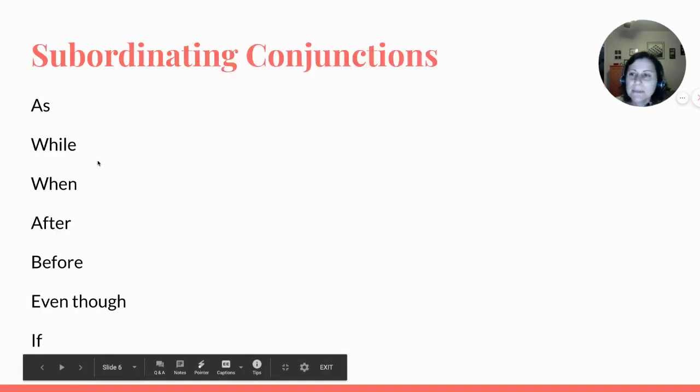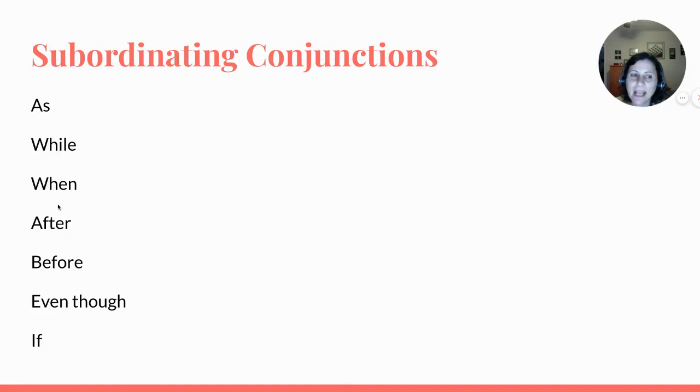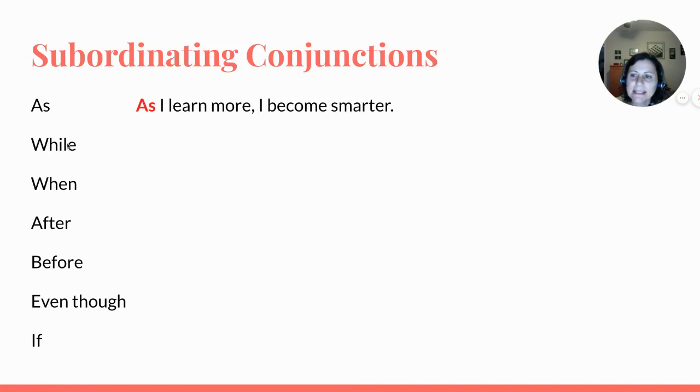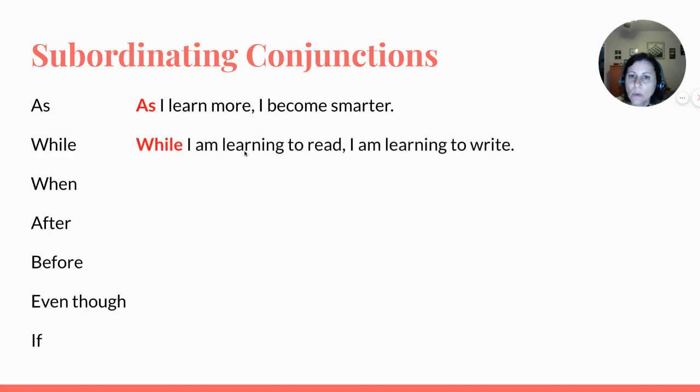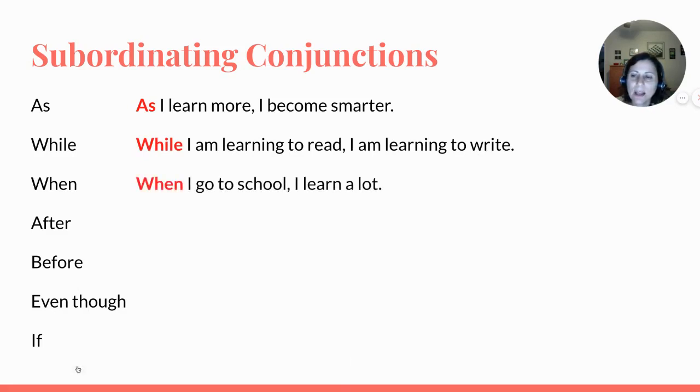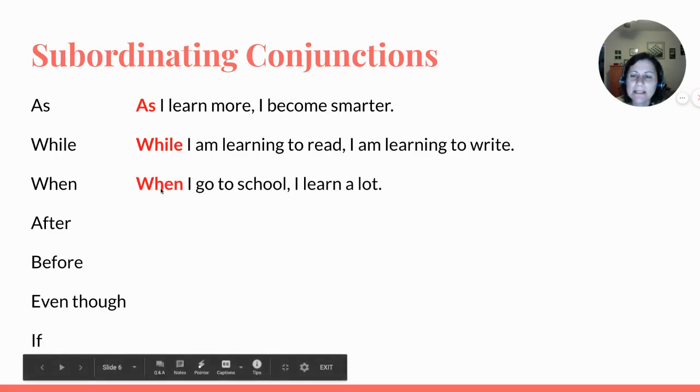Here are some examples of common subordinating conjunctions that I want us to practice this week. As, while, when, after, before, even though, if. As I learn more, I become smarter. As has the same meaning as while, meaning at the same time. While I'm learning to read, I'm learning to write. This means at the same time. And it's similar to as. When I go to school, I learn a lot. I think we know when, that means at the time.